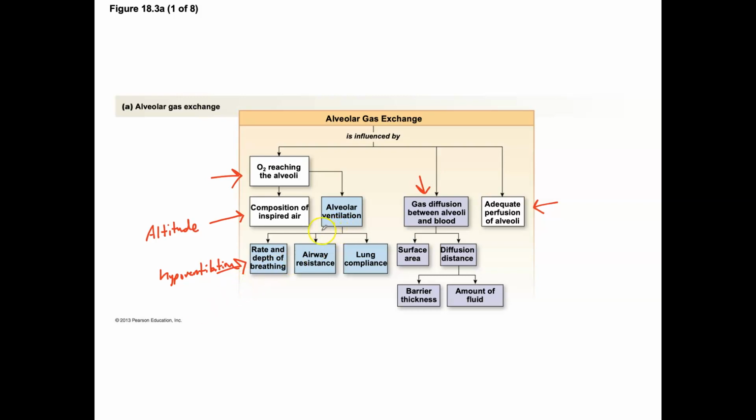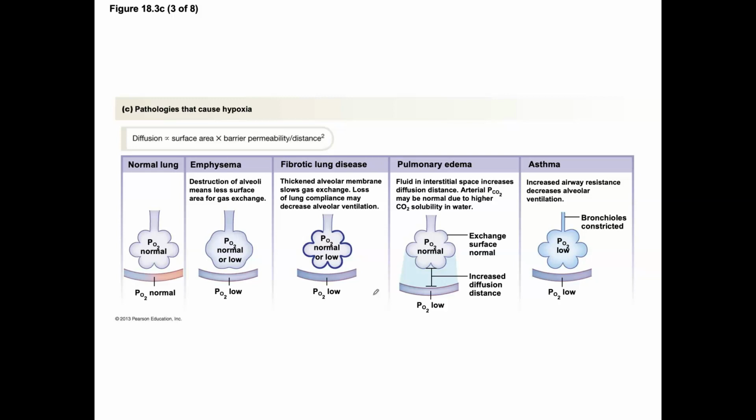So alveolar ventilation is affected by how we breathe. It's also affected by airway resistance. You can think of COPD conditions, you can think of asthma, lung compliance, fibrotic conditions. So there's going to be a lot of different things that affect the ability to get oxygen into the cardiovascular system. So let's take a look at some things that would lead to hypoxia.